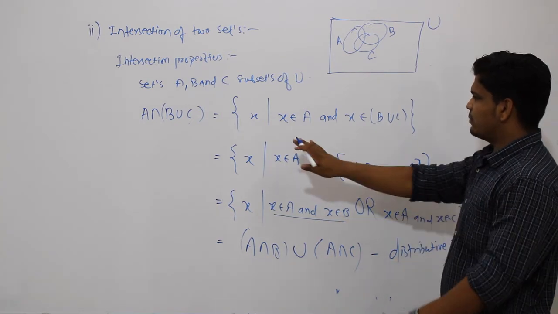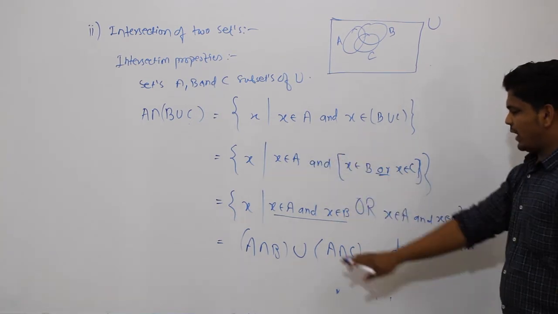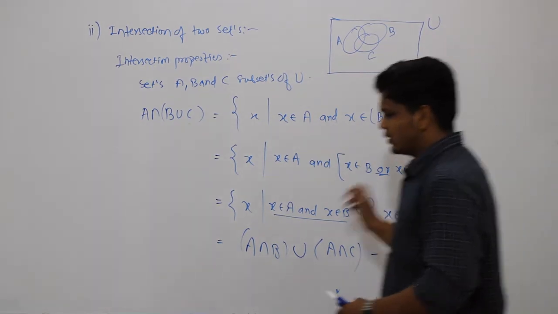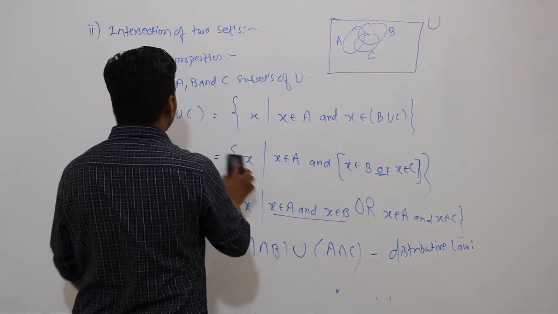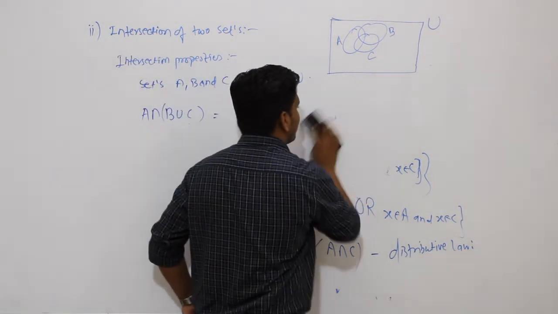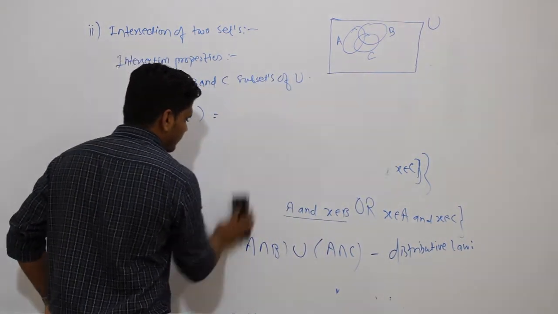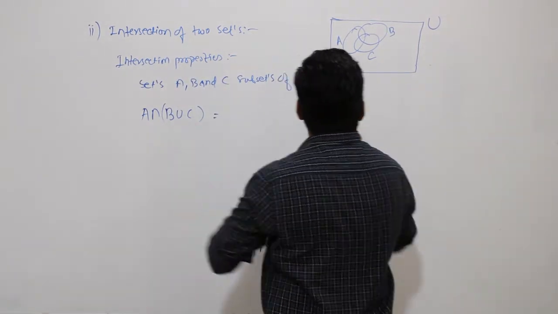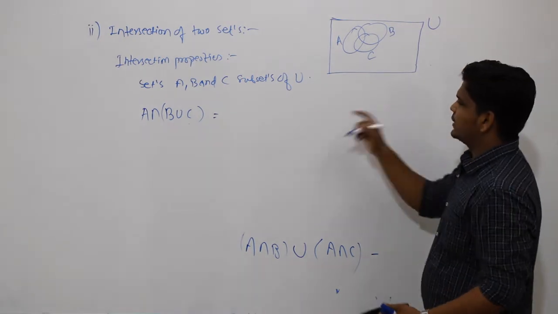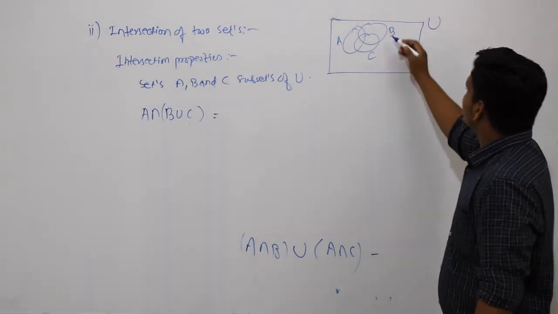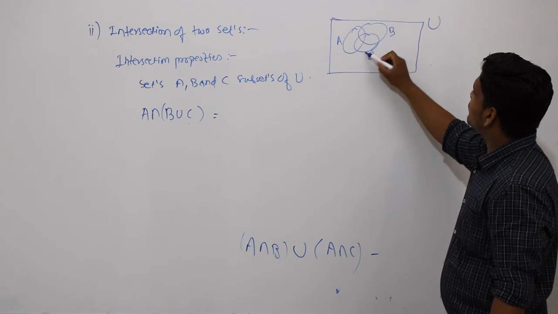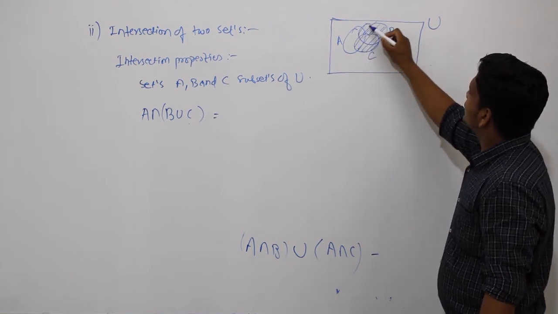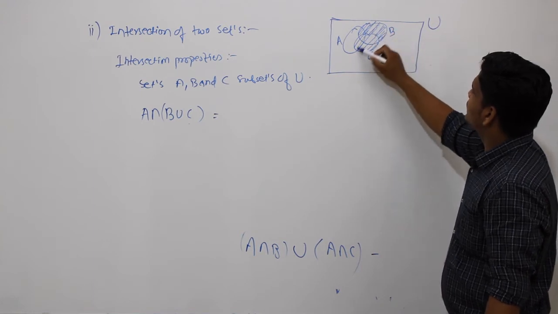Now I will take step by step A intersection (B union C). I will show it like this. For this I will require some more diagrams, that's why I will draw this. We will check this theorem by Venn diagram. Now this is your A, B and C. First we will calculate B union C. Now my B is this and my C is this. Therefore my B union C will be this. This is my B union C.